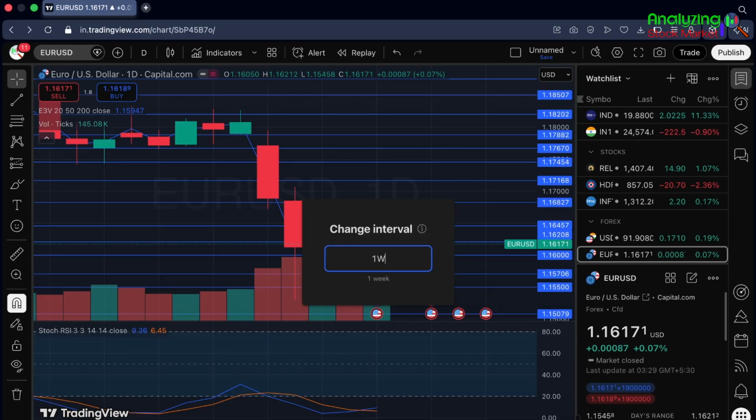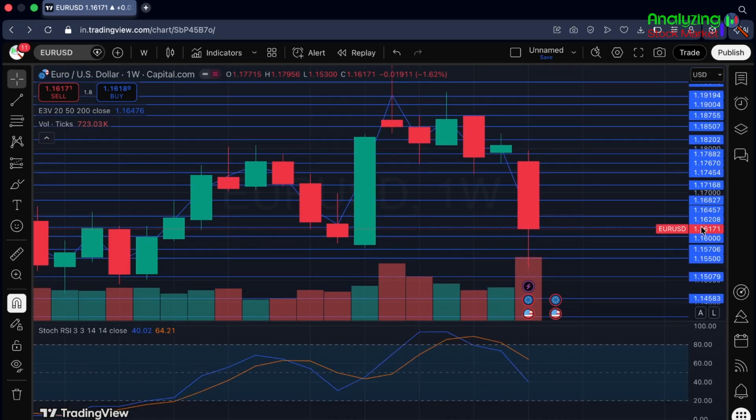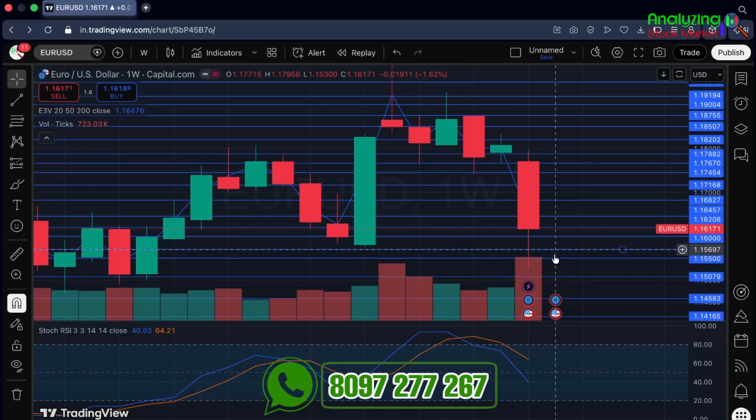So let's open a weekly chart over here. So here, this is a weekly chart. Currently we can see a good bearish candle with a big body, a small upper wick and a medium or large lower wick. The stochastic RSI is at around 40 to 64 level, which is indicating a slight negative momentum.